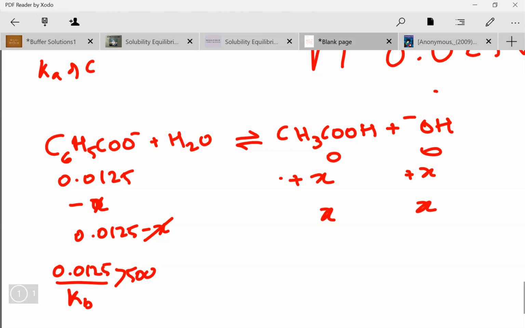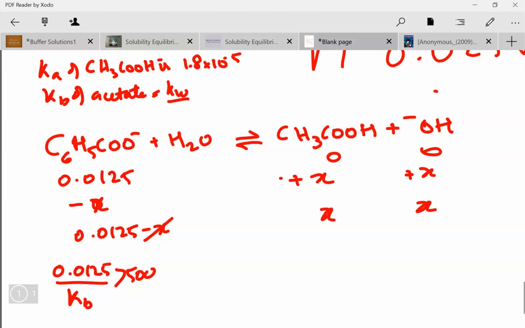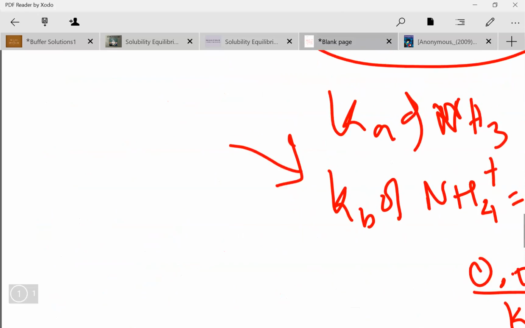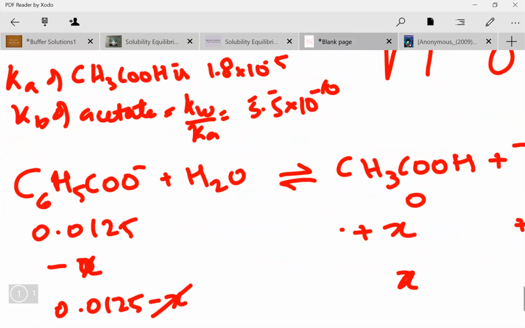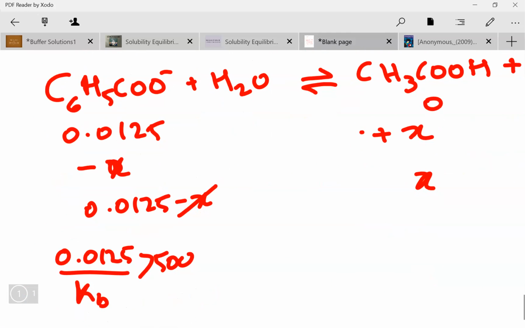Ka of acetic acid is 1.8 times 10 to the power negative 5. So Kb of acetate is going to be Kw divided by the Ka of the conjugate, which we've done just before, 5.5 bar times 10 to the power negative 10. I think, is that what we got up here? Yes, that's what we got up there. So come back down, and we just say that this is justified because I do that, and obviously it's greater than 500. Again, 5.5 times 10 to the power of negative 10 equals X squared divided by 0.0125.